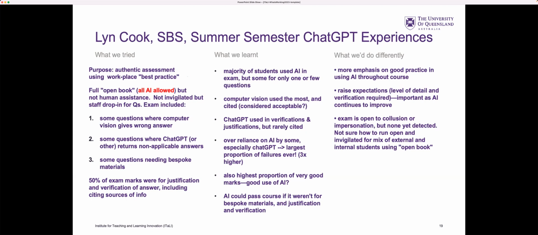So what did I learn from this January experience? Most of the students used AI to some level for their exam, but most of them appeared to use it for only one or a few answers.